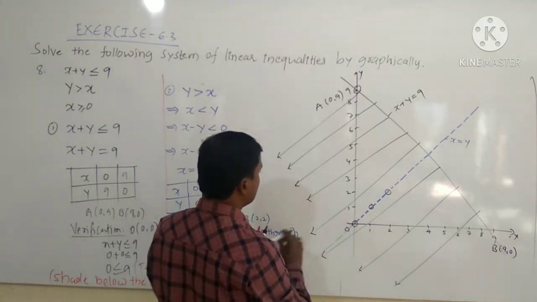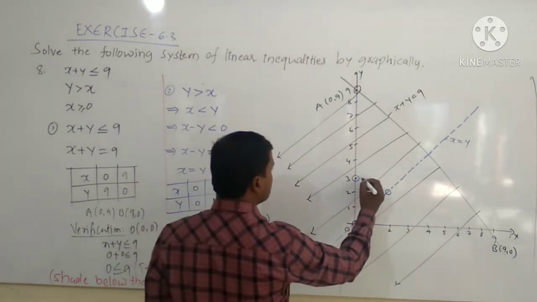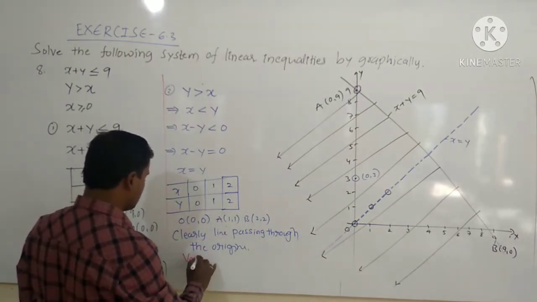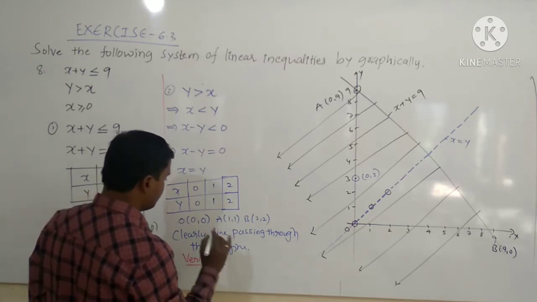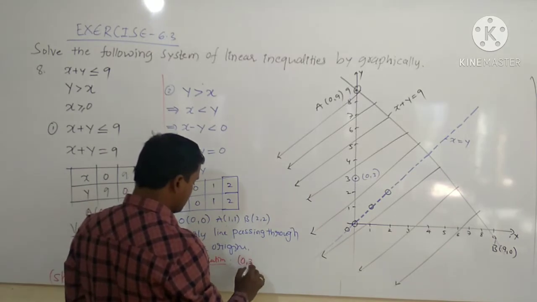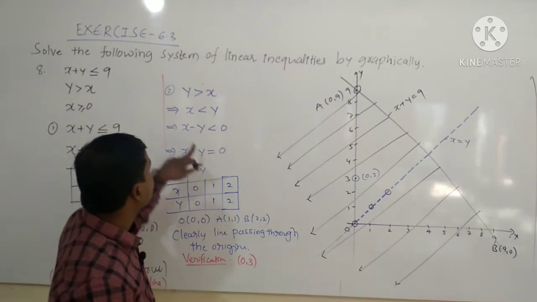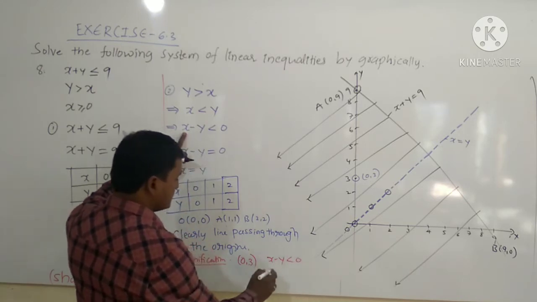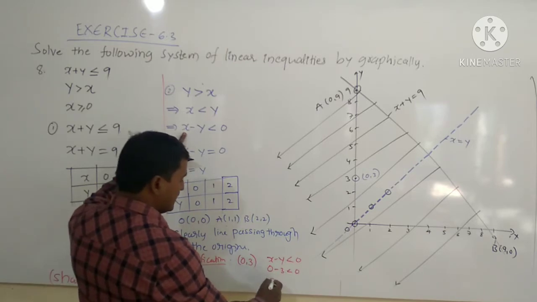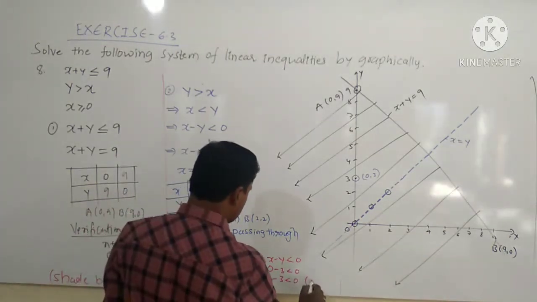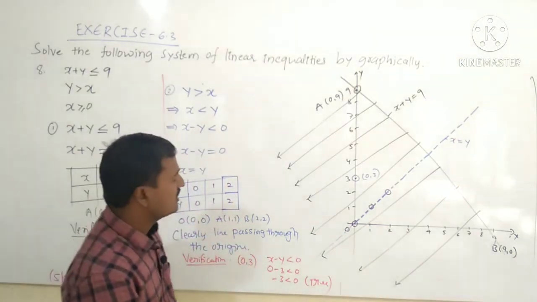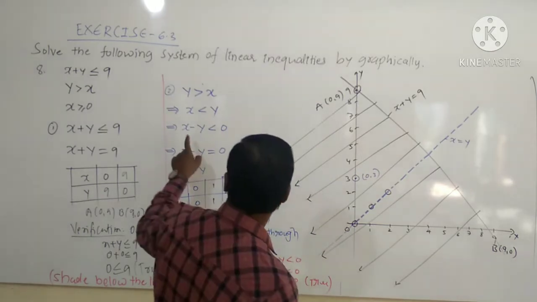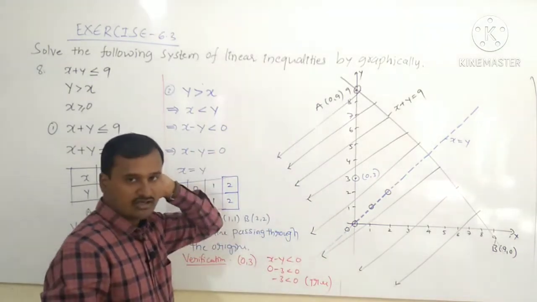So here I want to take this point. The point is this one, 0 comma 3. So 0 comma 3 I want to substitute here. So, verification. I will take the coordinates of this point, that is 0 comma 3, and substitute 0 comma 3 in this inequality. So clearly here, x minus y which is less than 0. What is the value of x? 0 minus 3. So clearly it is minus 3 less than 0. Minus 3 less than 0, so clearly it is true, right? True means the points that lie above this line satisfy the inequality. Hence we have to shade above the line, not below the line.